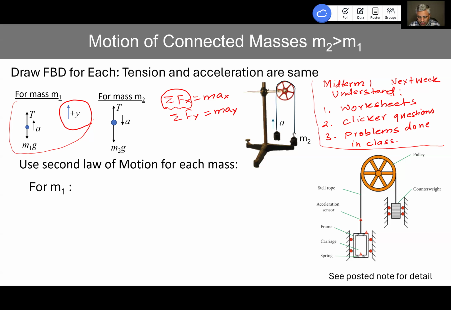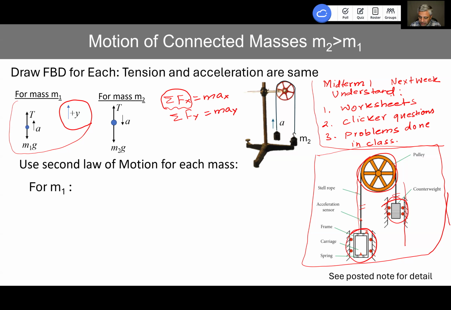So today we will start by using the same idea for 2 connected objects. Like when we have an elevator, for example, what happens? It has one mass here, another mass that accelerates up and down. In that case, both masses are attached to a string that passes through a pulley. A simplified version of that is called Atwood's machine, and it has 2 masses connected.